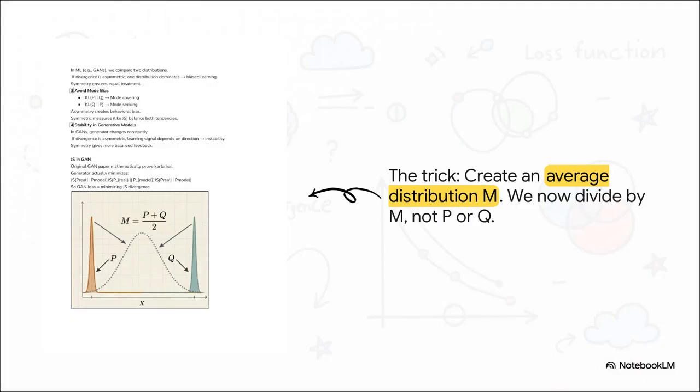So here's the trick. Instead of comparing P and Q directly, JS divergence creates a new middle ground distribution called M. It's literally just the average of the other 2. Then it measures the KL divergence from P to this middle point and from Q to this middle point and averages them out. Because M is an average, it guarantees there's always some probability, so we never have to divide by 0. It's a simple but totally brilliant workaround.